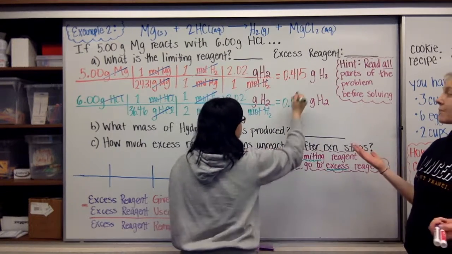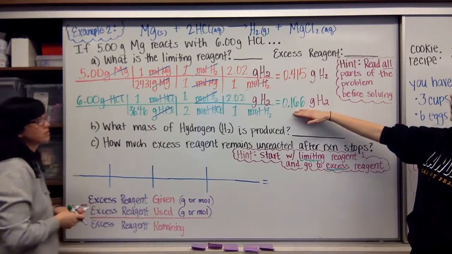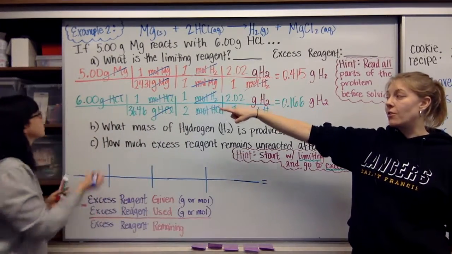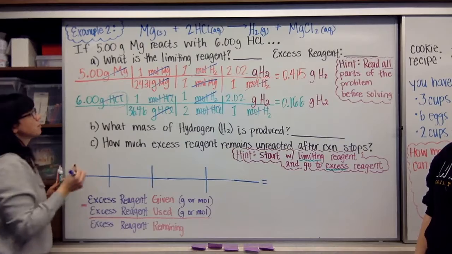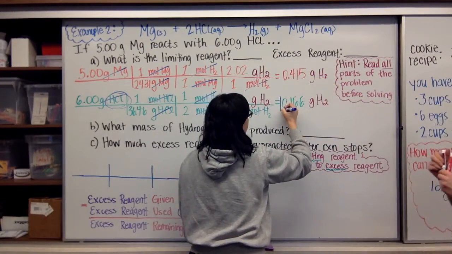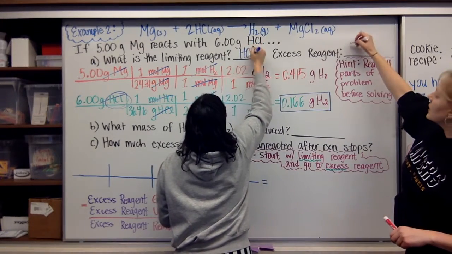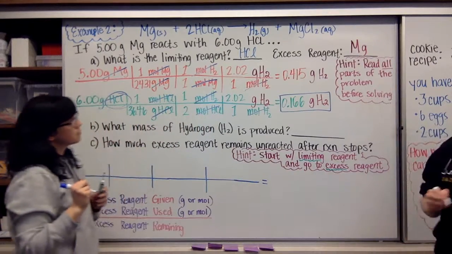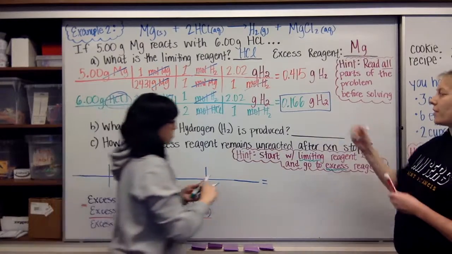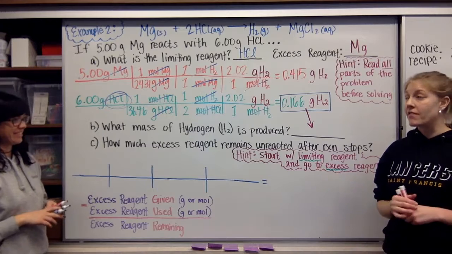Okay. Now, step 2, which one is smaller? This one is smaller. That means our limiting reagent has to be the reagent we started with, which is HCl. So HCl is limiting. I'm just going to box it. So HCl is limiting, and therefore Mg has to be excess. What mass of hydrogen is produced? We just figured that out. I'm just going to draw an arrow. That's our mass of hydrogen that could actually be produced.